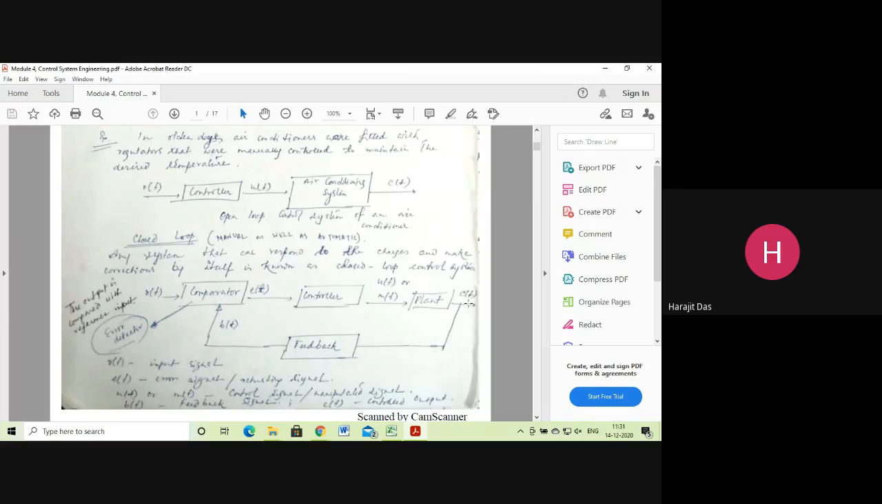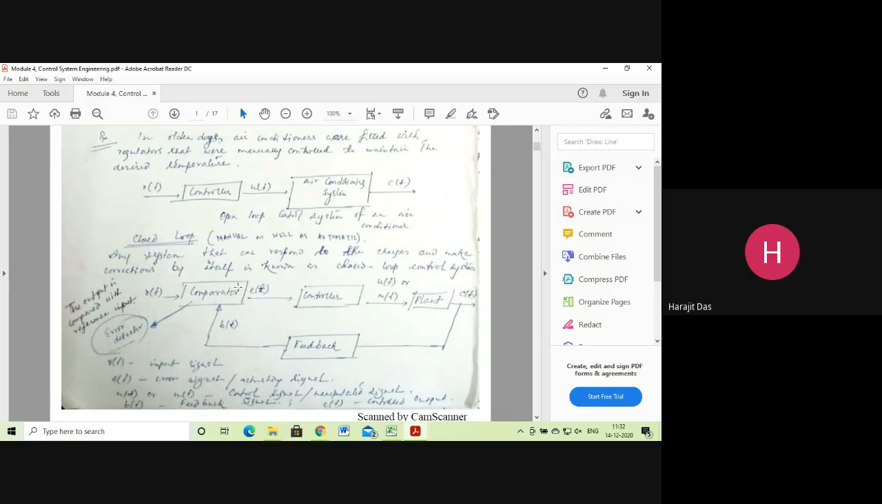Because it has a feedback loop, it will again give a 2 degree centigrade signal. In the feedback loop there will be sensors, transducers and limit switches, which will give the feedback signal back to the comparator. Here again the comparator will adjust the temperature of the room with the input signal, because you are giving 18 degrees, but your temperature should be 20 degrees, so 2 degrees it will again give back to the system.